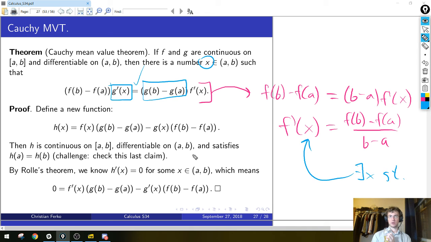So it's a stronger result. It implies the mean value theorem, but also implies other results different from the mean value theorem. Okay, does that make sense? Questions on this?